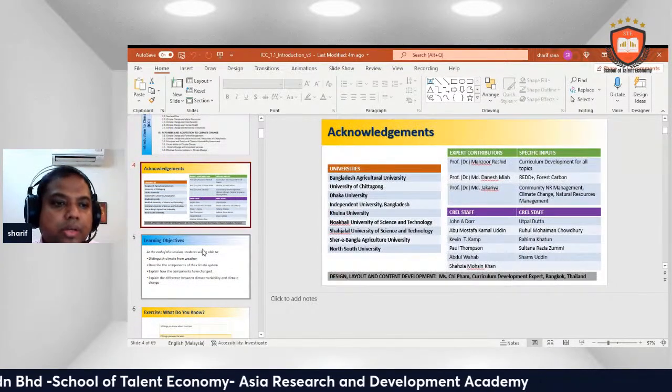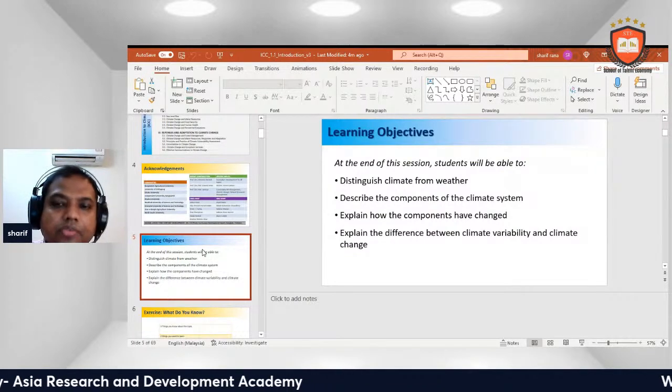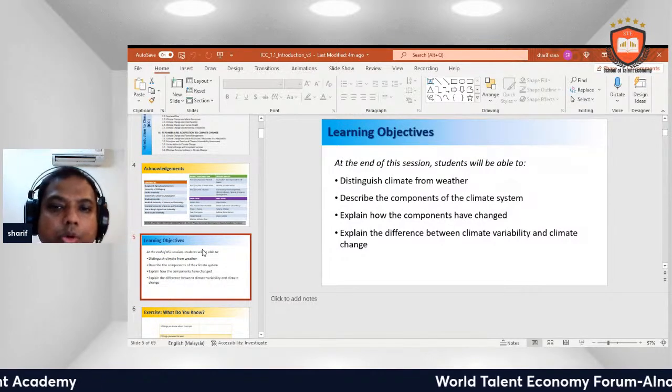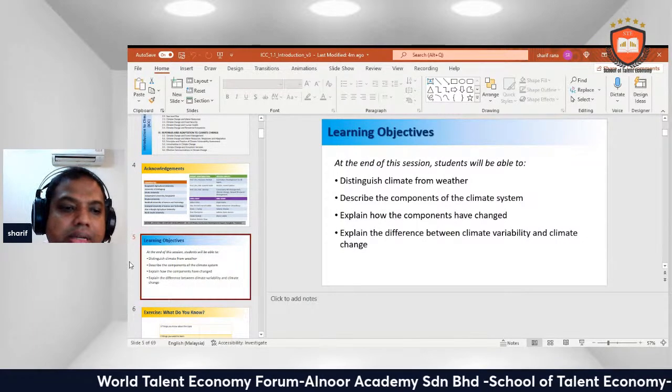Learning outcomes. At the end of the session, the student will be able to distinguish climate from weather, describe the components of the climate system, explain how the components have changed, and explain the difference between climate vulnerability and climate change.